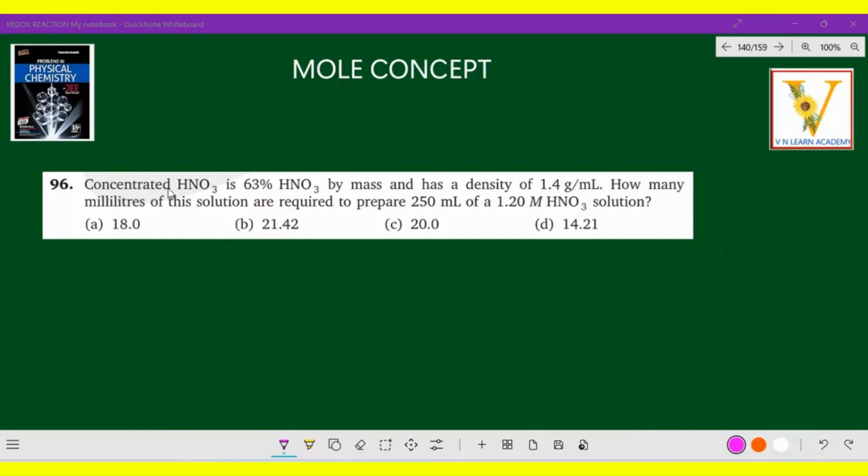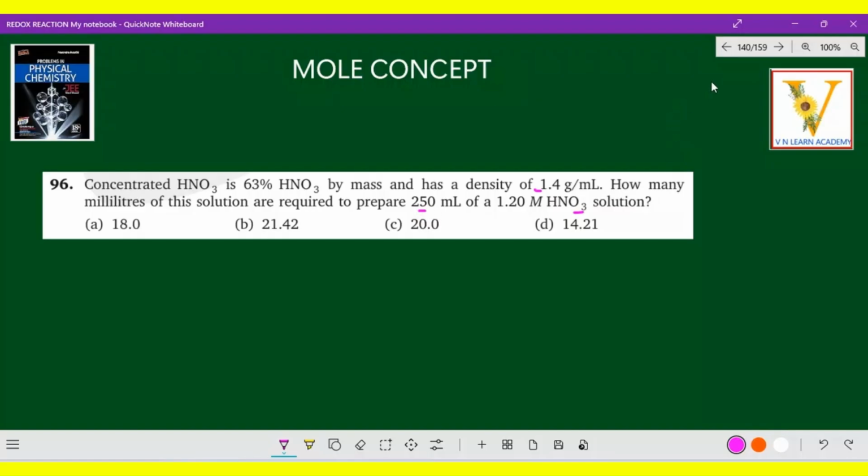The next question. Concentrated HNO3 is 63% HNO3 by mass and has density 1.4 gram per ml. How many milliliters of this solution are required to prepare 250 ml of 1.20 M HNO3 solution? They have given very clearly that concentrated HNO3 is 63% nitric acid by mass and has the density. Density is actually mass by volume. And how many milliliters of this solution are required to prepare 250 ml? So that means it is like a comparison, M1, V1, M2, V2. In that way, we have to consider.